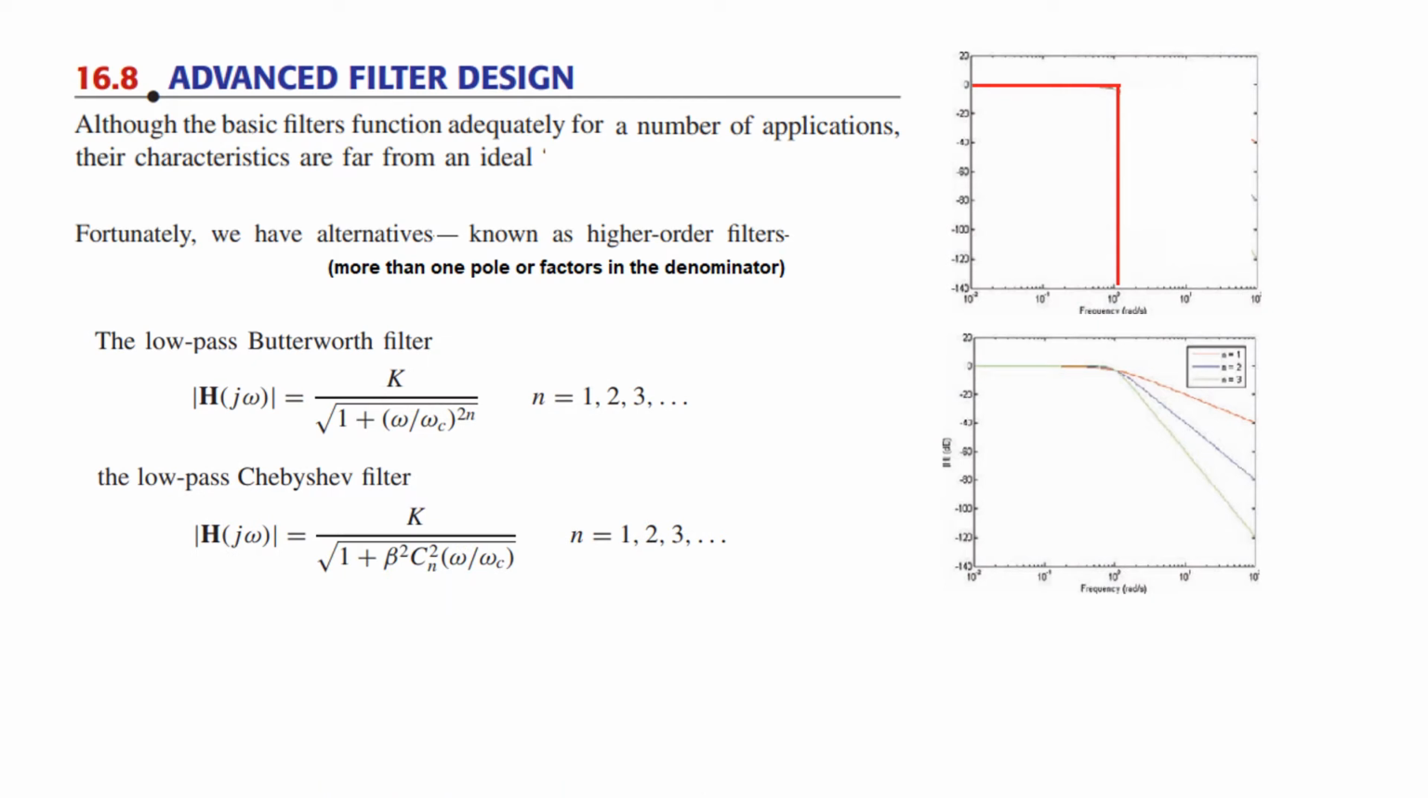Now there are two filters that we'll discuss. These are the Butterworth filter and the Chebyshev filter. This is the formula for the Butterworth filter. This is the transfer function, and you can see n represents the order of the filter, n which can be 1, 2, 3, and similarly n here.